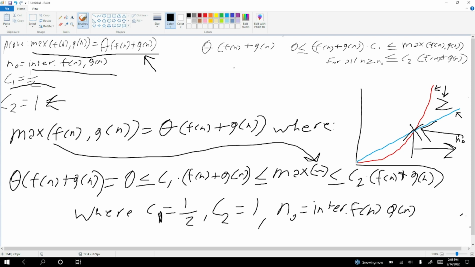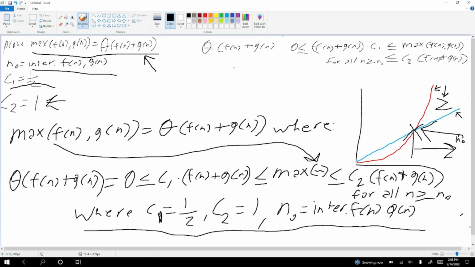So 0 is less than or equal to C1 times that, which is less than or equal to max, which is less than or equal to C2 times that, for all n greater than or equal to n0, where C1 equals 1/2, C2 equals 1, and N0 equals the intersection of these two functions. And then, boom, that's a valid definition right here. This is what we needed to prove. And we have all our values that are valid. And now we have proved that this up here is true.